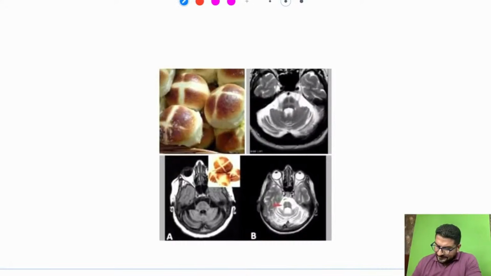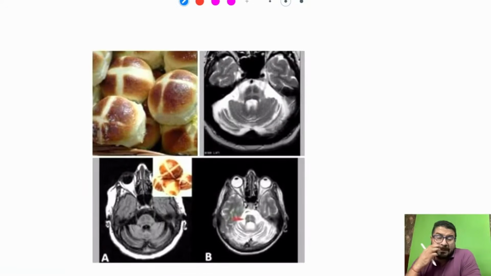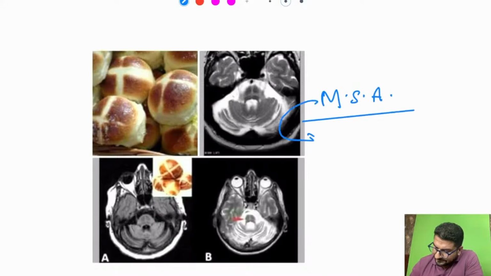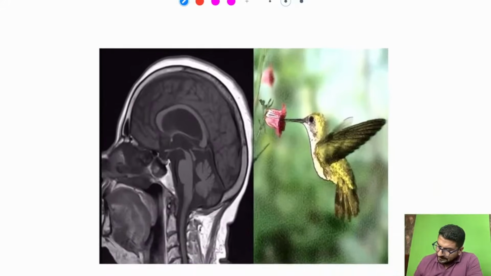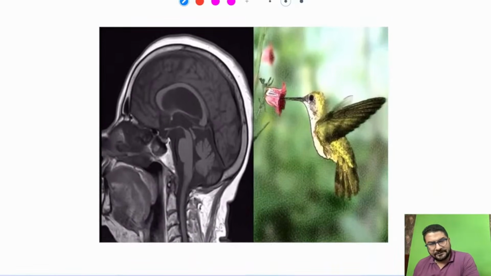Okay, then there are certain conditions which look like Parkinson, or I can say they have Parkinson's symptoms and besides that some other symptoms also occur. We call them Parkinson plus syndromes. So this is called MSA. MSA means multi-system atrophy. In MSA, what you will notice is the patient will have the hot cross bun sign. We call this the hot cross bun sign. Now this is again a disease which will have Parkinson symptoms plus some other features.